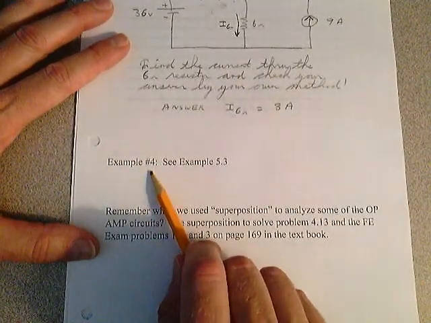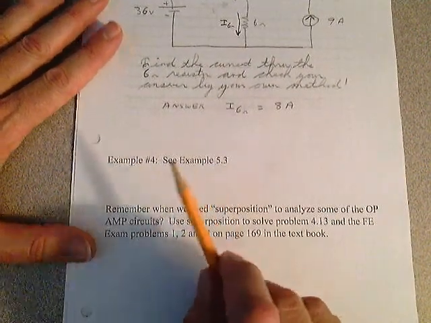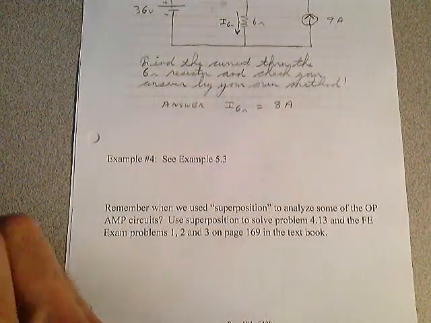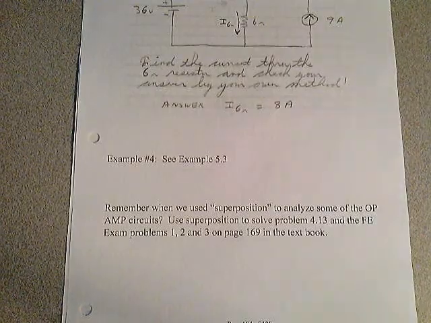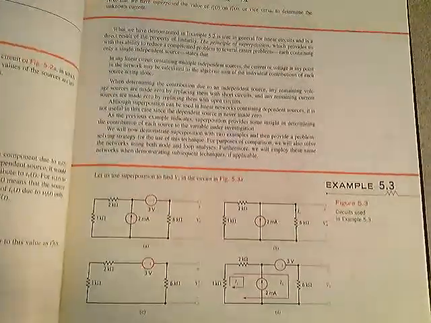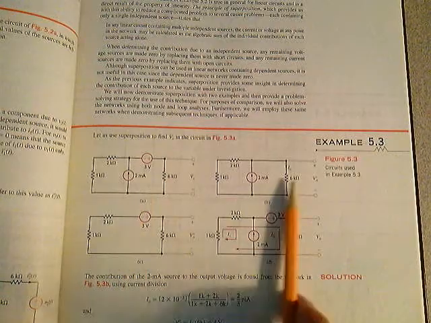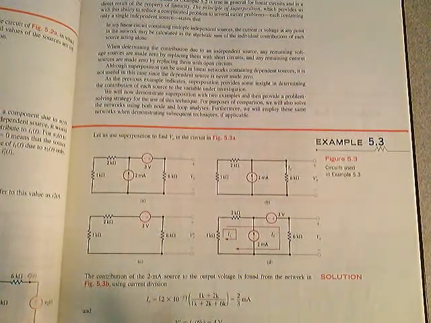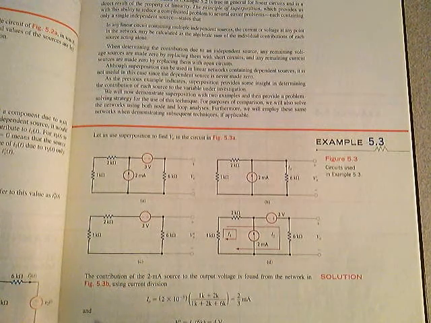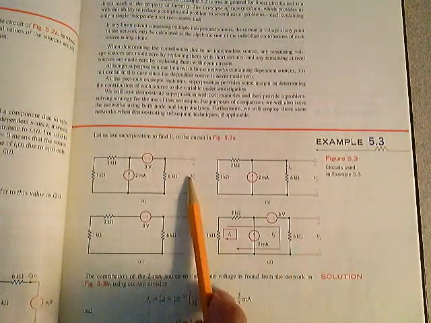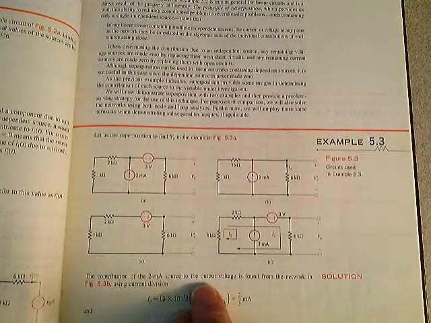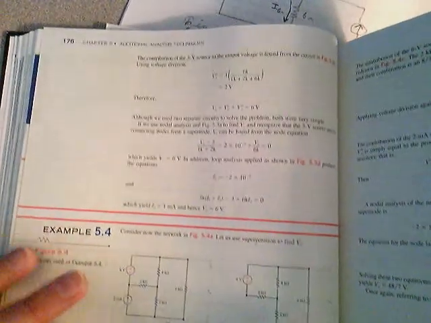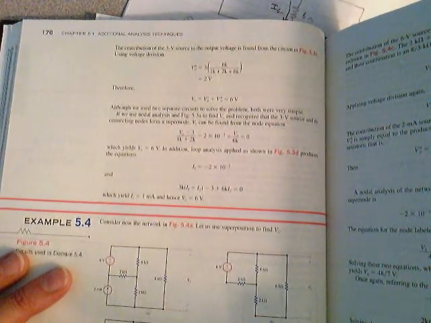In your book, there's an example 4, example 5.3, and this is what it looks like. So just look over this. It's another good, basic example. They want you to find V out in this circuit, and they want you to use superposition. So they go through and give you an analysis using their techniques, and they calculate it to be 6 volts.